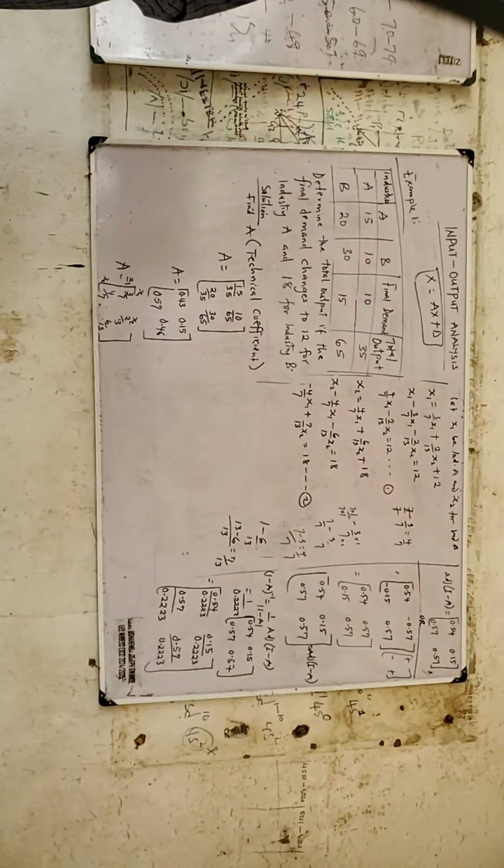Continue. So now we have equation 1 and 2. Then we solve by Cramer's rule.